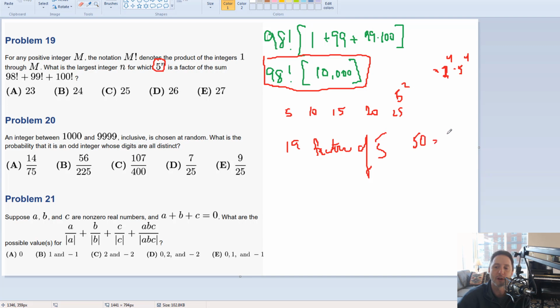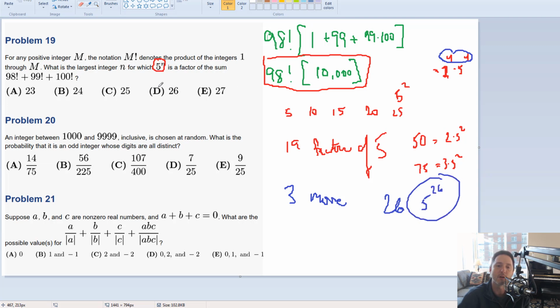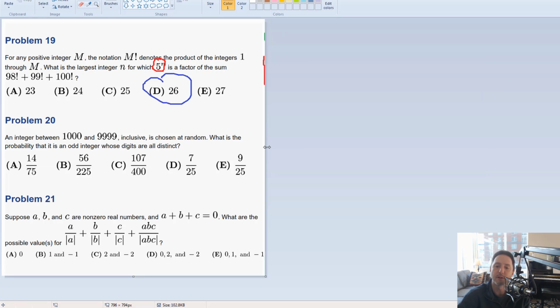50 also has 2 times 5 squared, and 75 is 3 times 5 squared. So there are actually 3 more factors of 5. So let's just do plus 3. All right, so now we have 19 plus 3 is 22, plus these are 26 total factors of 5. So it's really going to be divisible by 5 to the 26th power. Okay? Not a hard question. Remember, factor, factor, factor, reflexively.